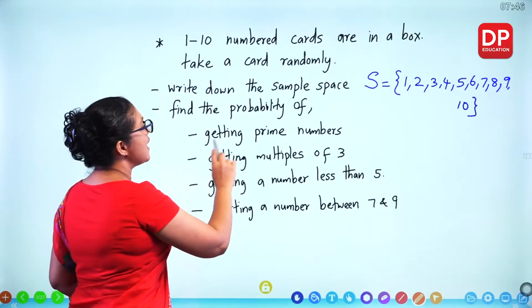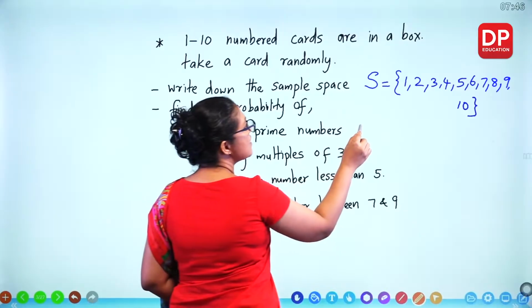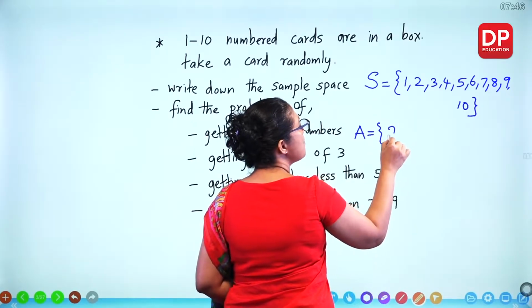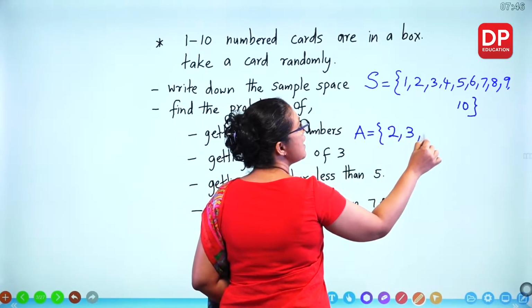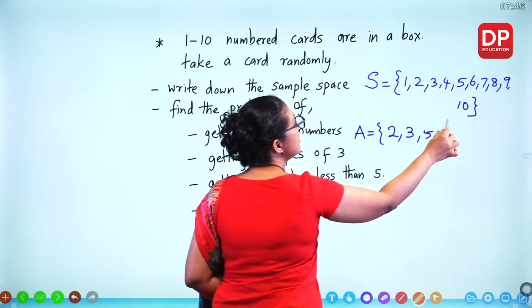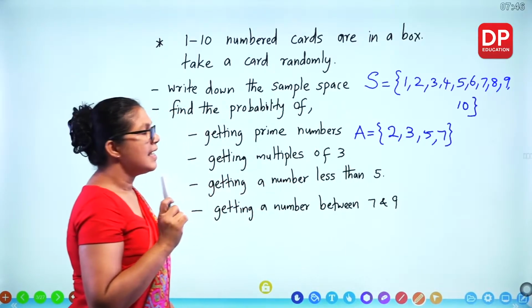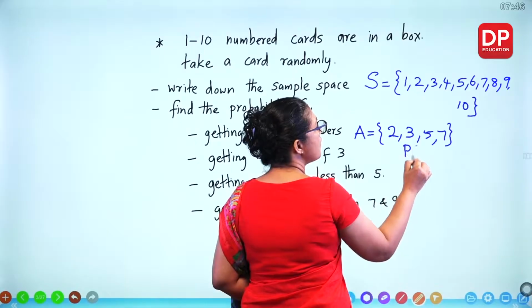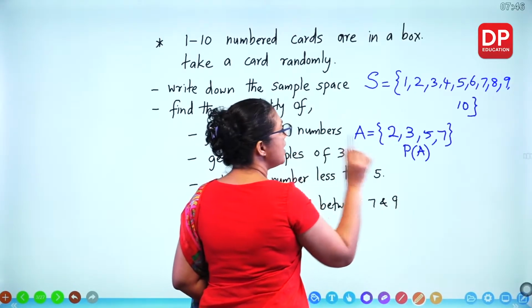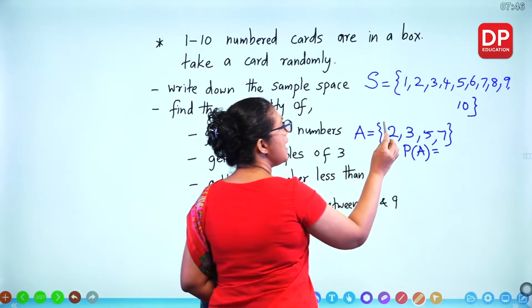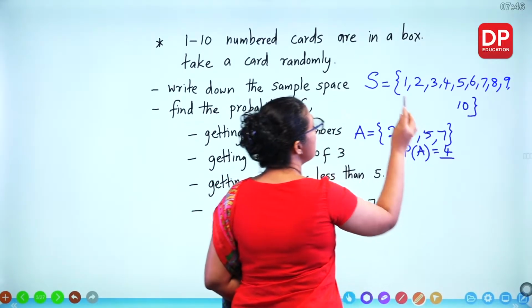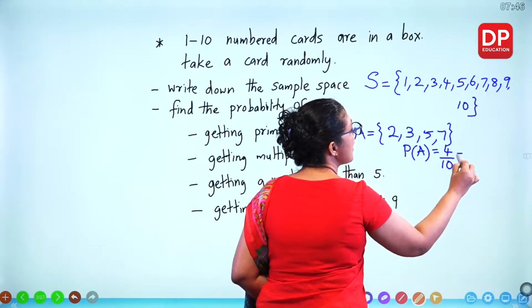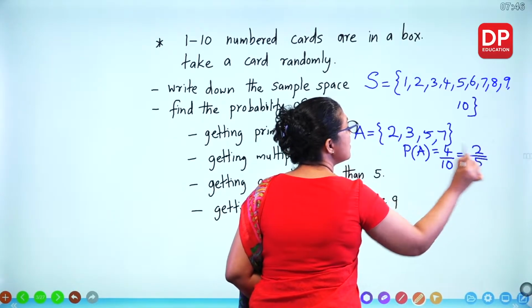Find the probability of getting prime numbers. I'll take this one as capital A. What are the prime numbers? We know the smallest prime number is 2. Next, 3, 5, 7. So how many elements are there? 4. So what's the probability of getting a prime number? The number of elements in A, 1, 2, 3, 4, divided by the number of elements in the sample space, that's 10. You can simplify and write 2 over 5.